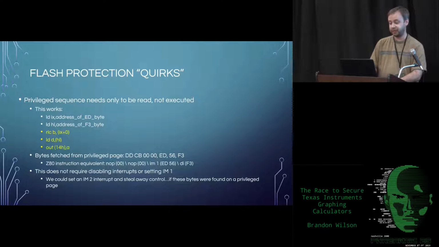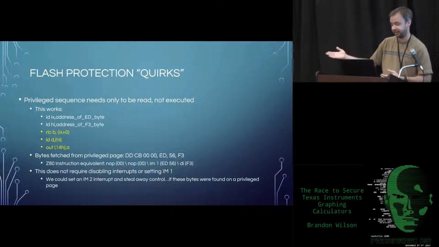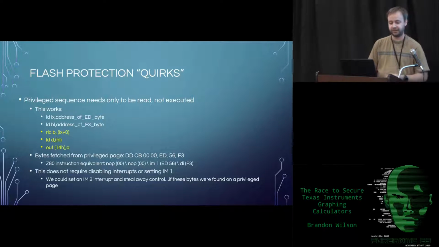Then it goes to execute the load HL into D instruction, that's the second yellow instruction, which means it has to read that opcode, so that's 56 from the privileged page, and then it actually executes it, which means it has to read the F3 byte from the privileged page. So the Z80 equivalent of all those instructions, all those bytes, is nop nop IM1 DI, which is the unlock sequence. So if you proceed the output to port 14 with all that, and you set up IX and HL, set up some memory correctly so that those bytes will be fetched, then it'll work.